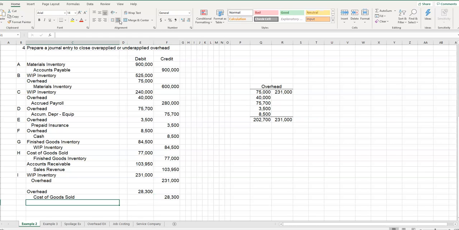And these are the journal entries that we use to look at the way that materials, labor, and overhead flow through a job costing system.